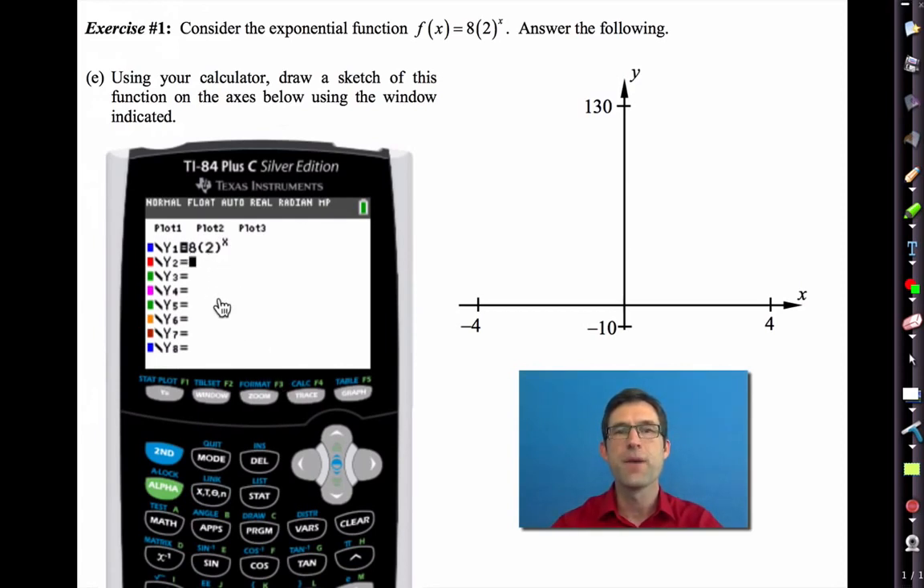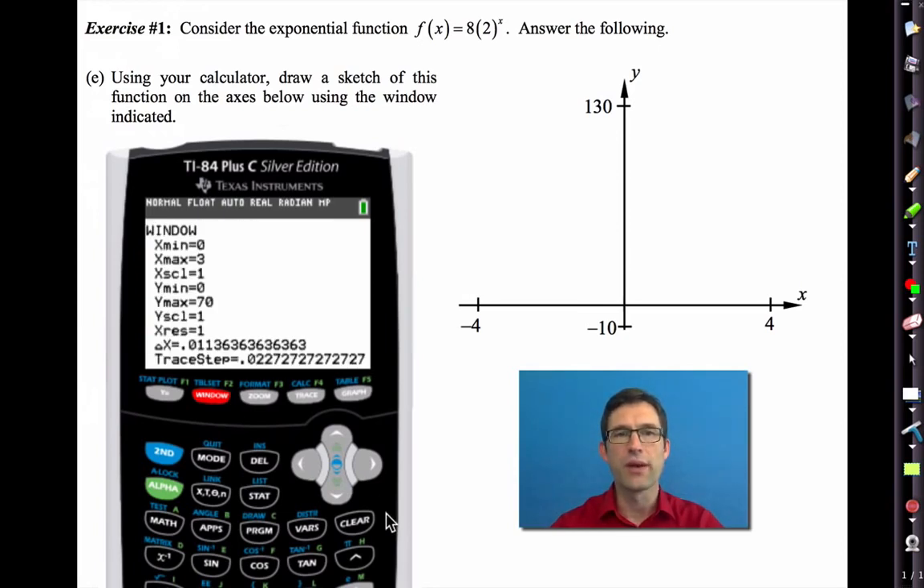All right. And now I'm going to go in and adjust my window. So let's hit the window button. Remember, it's right up here. The beautiful thing is that the problem gives us the window, right? We want to set our x min to be -4. Our x max is going to be +4. Okay, go down a little bit. Our y min is going to be -10. And our y max is going to be 130. All right. Once you have the window all set, do a double check, make sure it's right.